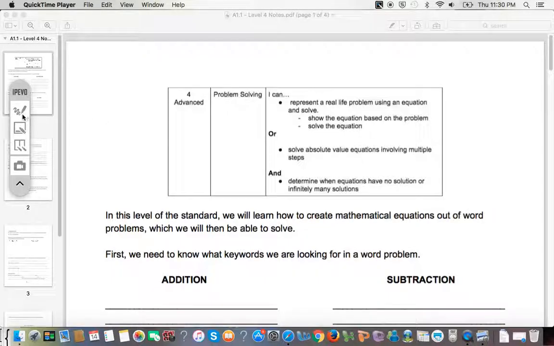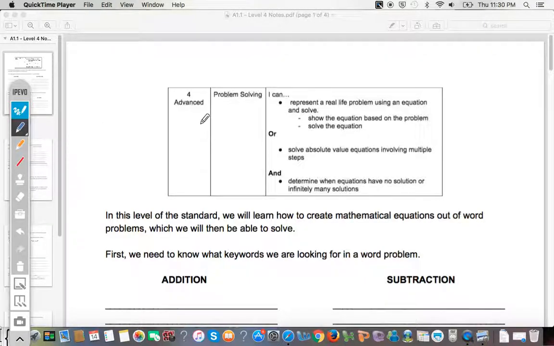This is Biddeford High School Graduation Standard A1.1, Solving Equations, Level 4 Notes. So, let's look at our learning targets.